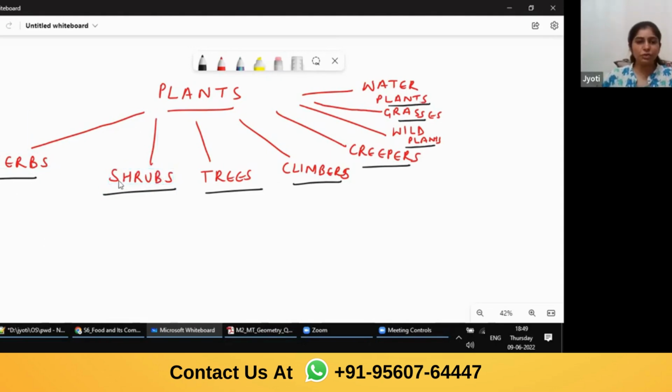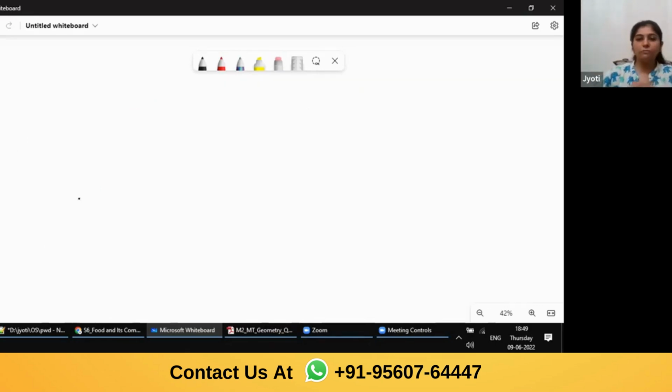Coming to the first one, which I'm taking, herbs. So what are herbs? First understand. Herbs are very small plants. Remember that. Their height is very, very short. Secondly, herbs are usually medicinal plants. They have some medicinal values. Medicinal values, you understand?